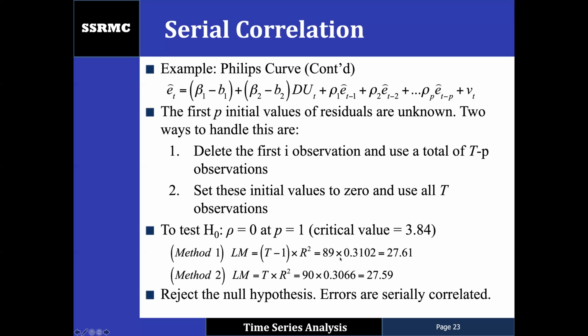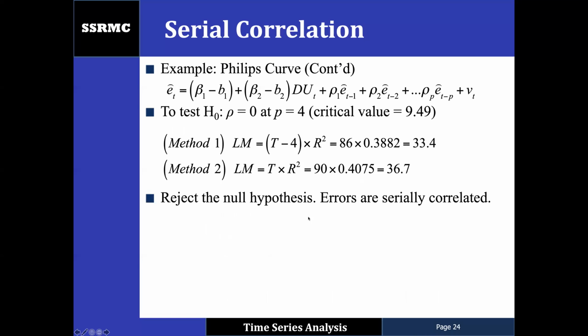So you may notice that the test statistics or the R squares are quite similar. 0.3102 for the first regression and 0.3066 for the second regression. And the test statistics are quite similar as well. They are not marginal in terms of the comparison with the critical value. So in both cases, the null hypothesis is rejected. We conclude the errors from this linear regression model are serially correlated. So we have some issue with that.